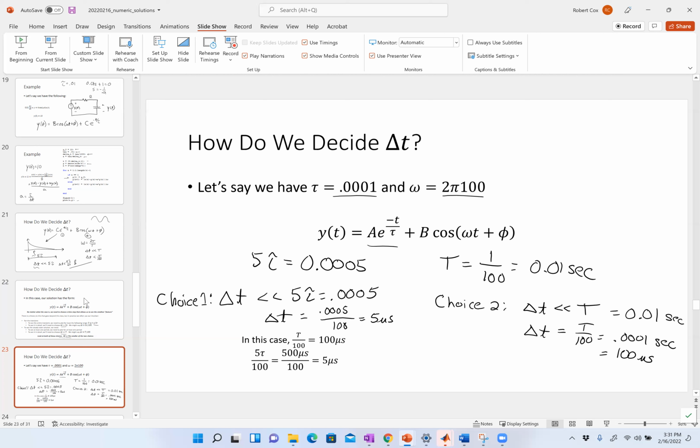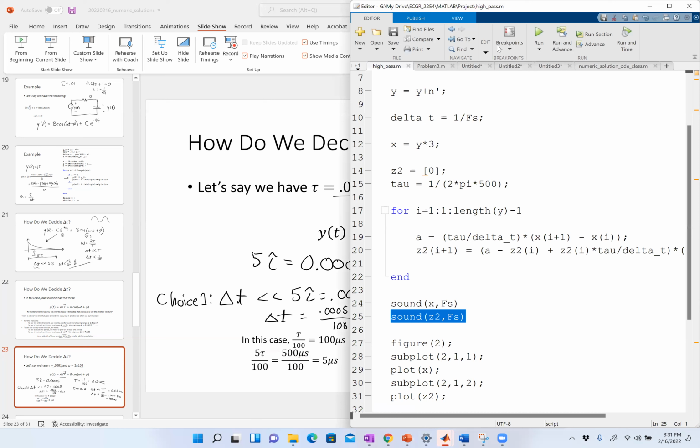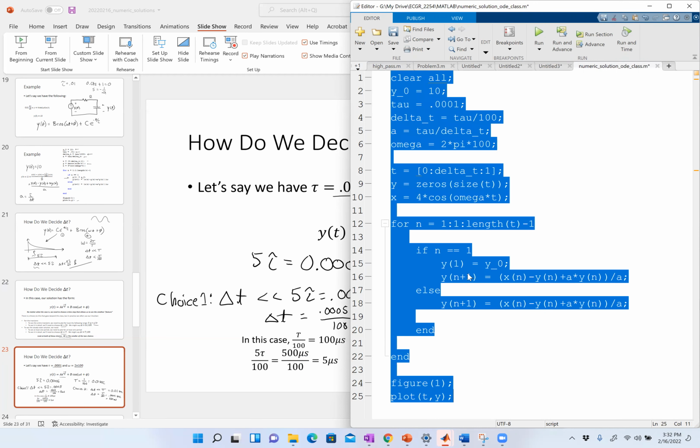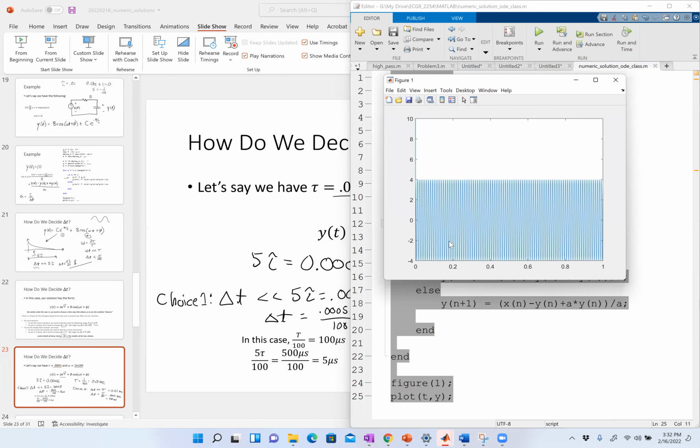I've got this in MATLAB. I've got my tau, and I'm going to divide it by 100, so I'm going to do the 5 microseconds. My omega is that. I'm going to try to run this. That's not right, there we go.